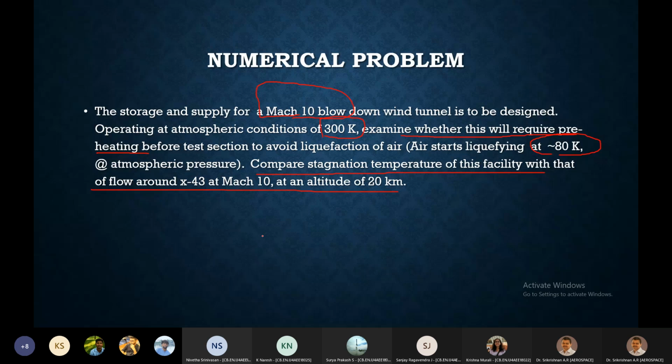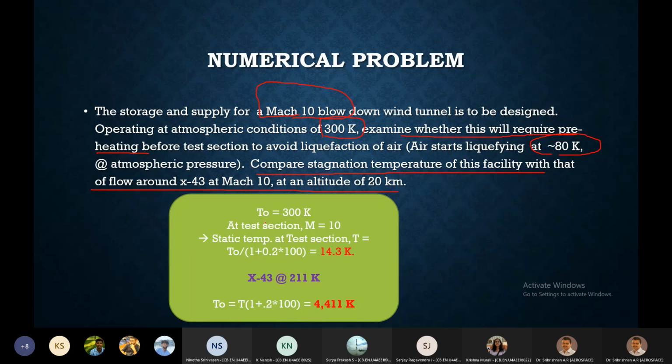So the question is whether it will require preheating before the test section. I guess it's quite straightforward to calculate. We know that the atmospheric temperature T0 is 300 Kelvin. When I read the problem, I said static temperature by mistake. It's actually the stagnation temperature here, because we are talking about a stagnant atmosphere. So the value that you have in the atmosphere is equivalent to the stagnation temperature.